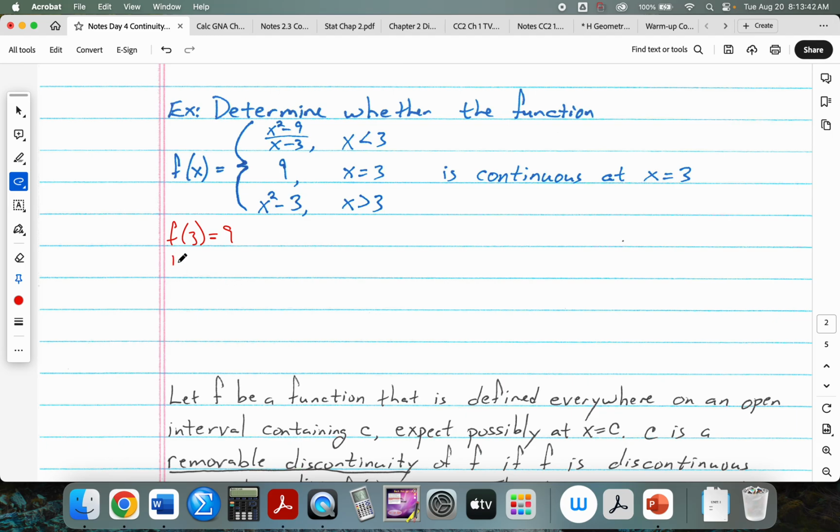So, the limit as x approaches 3 from the left of f of x will be the limit as x approaches 3 from the left of, I'm going to go ahead and factor this, it's x plus 3 times x minus 3 over x minus 3, except at 3, x minus 3 over x minus 3 is equal to 1, so that's going to be equal to 6.